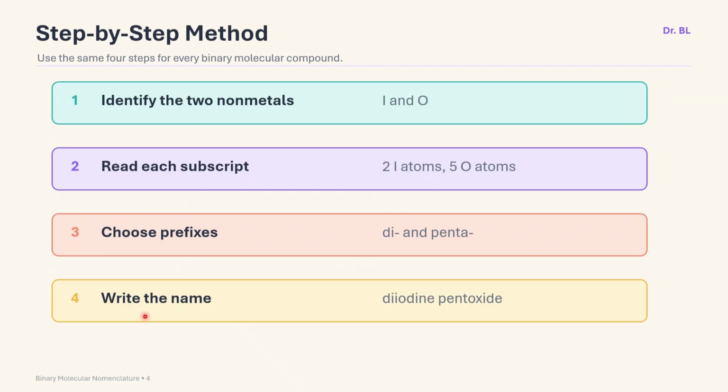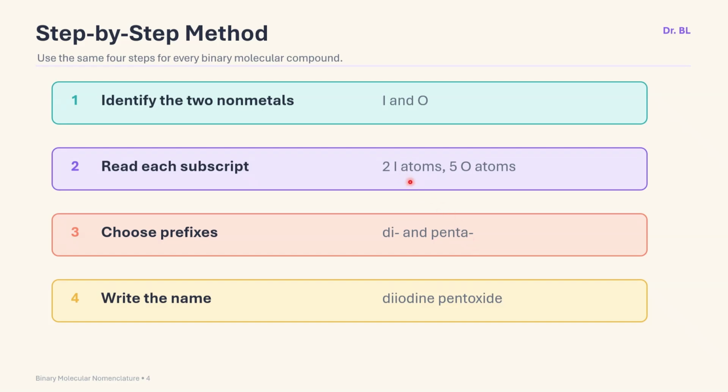Now let's combine all the rules here. First, if you have a covalent compound to name, identify the two nonmetals. In this case, iodine and oxygen. And then read each subscript. How many of each type of atom? Two iodine atoms and five oxygen atoms. So for 2, we use the prefix di. For 5, we use the prefix penta.